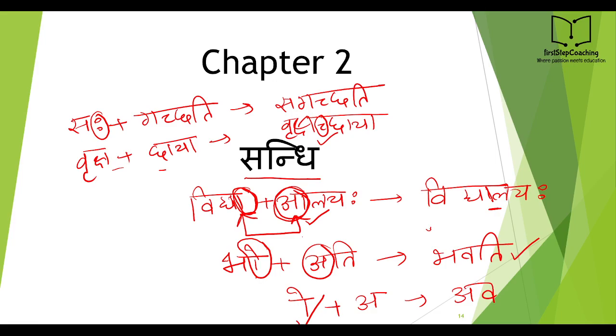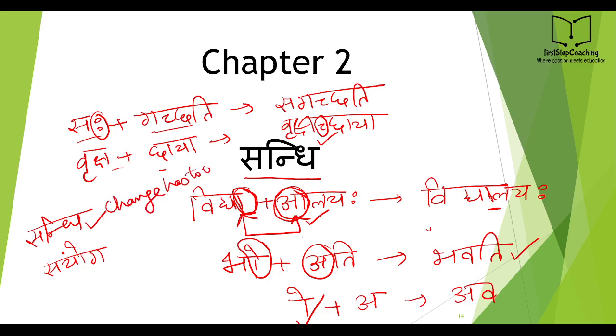Now there come two words actually. One is sandhi, and the other word is sanyog. Okay, so in sandhi, when two words are going to join, a change has to occur. So if there is no change, that means it is not a sandhi. Understood? In sanyog, you will be joining two words, but no change is going to occur.